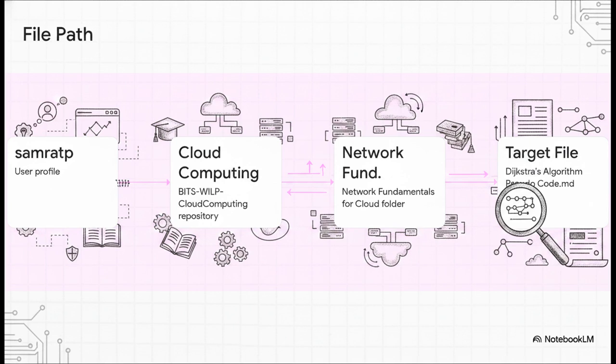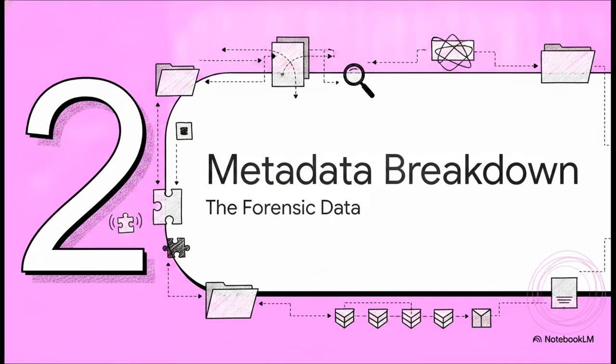So the crucial point here is that this isn't just random discarded data. It's a highly specific, sequentially numbered educational note about a classic networking algorithm, purposefully nestled deep within a course folder. It sets a very clear, deliberate academic stage for our artifact. Moving on to our next section, the metadata breakdown. Let's look at the forensic data.